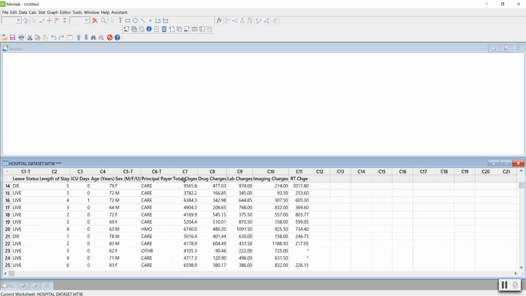How much was due in total charges at the end of the stay? Drug charges, lab charges, imaging charges, and respiratory care charges. So we observe that some of the variables are missing, but that is not a problem. Probably the person just didn't have any respiratory care or the values were not imputed outrightly. So how do we want to carry on with our analysis of this data set?